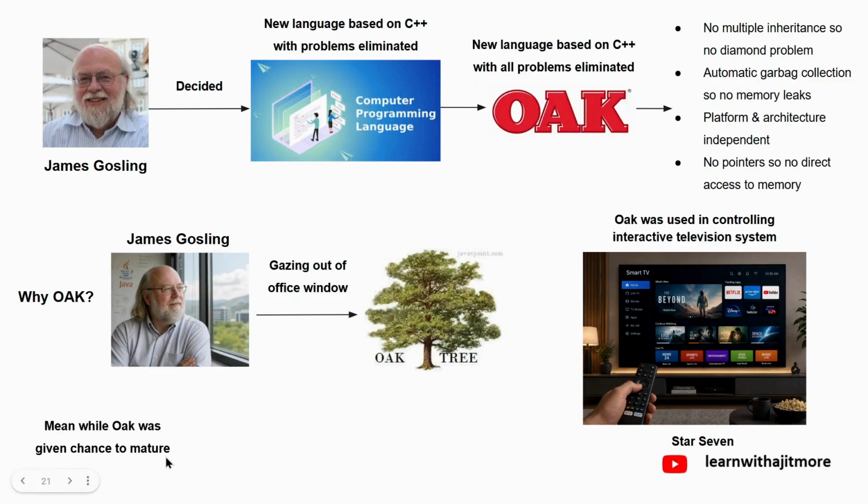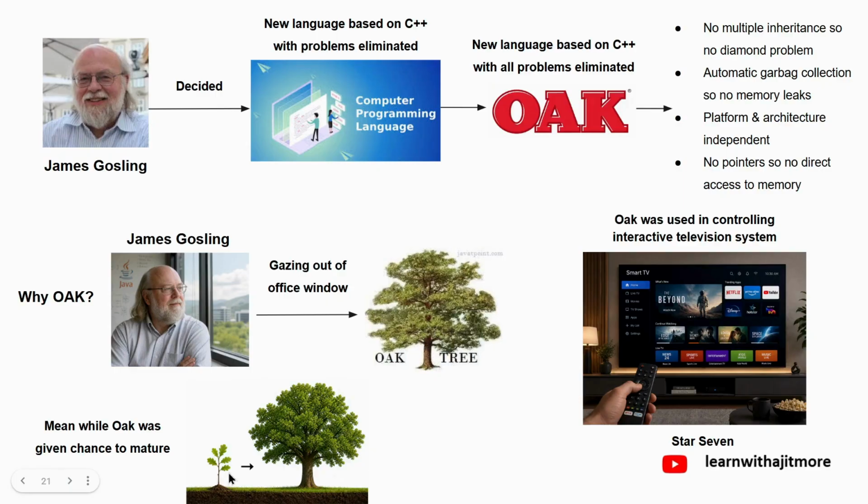So meanwhile, Oak was given a chance to mature, like this. You can say that it was a sapling initially. Sapling means, I hope you know, just a small plant, and it takes time to become a mature tree. This also I have generated through AI. Same thing, I just instructed, give me an oak plant from sapling to a mature tree. Your AI tool has given me such a beautiful picture.